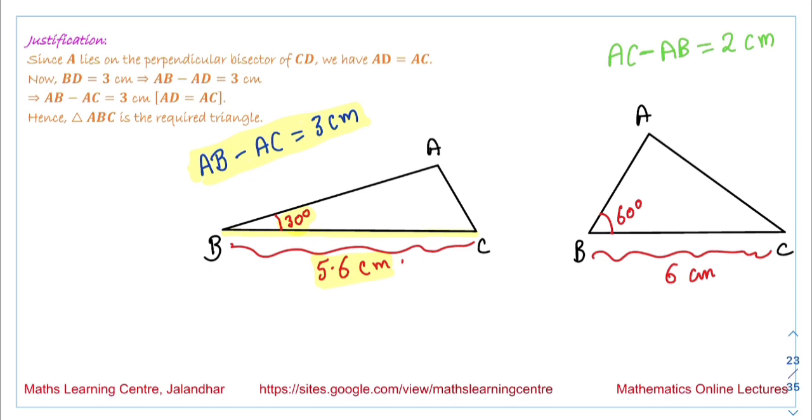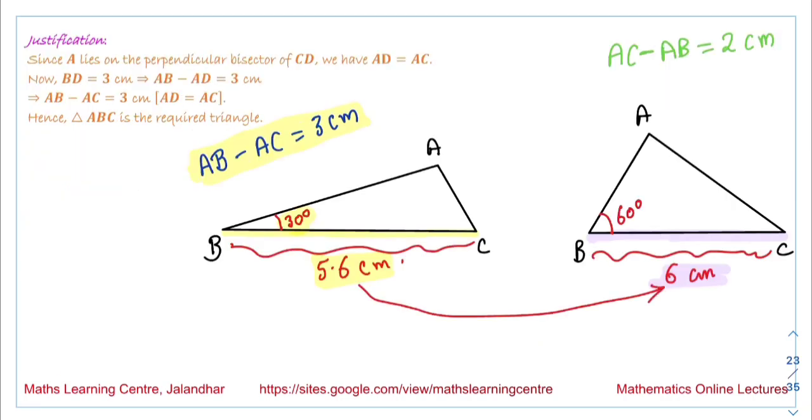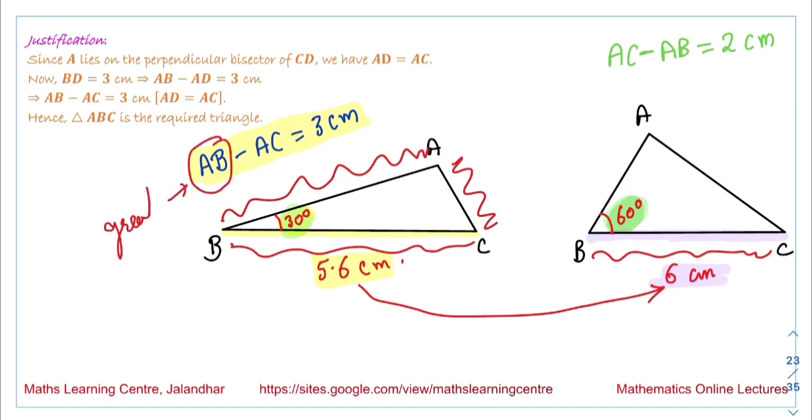Now in the next question, we are given this side BC, it is 6 centimeters. These two things are similar things that are given to us. Then it is given that this angle is 60 degrees. In this problem also this angle was given, and similarly this angle is given to us. Now the difference is, earlier the difference of the sides, AB minus AC, was 3 centimeters. It means this side AB was greater and AC was smaller. Out of AB and AC, AB was the greater side and AC was the smaller side.